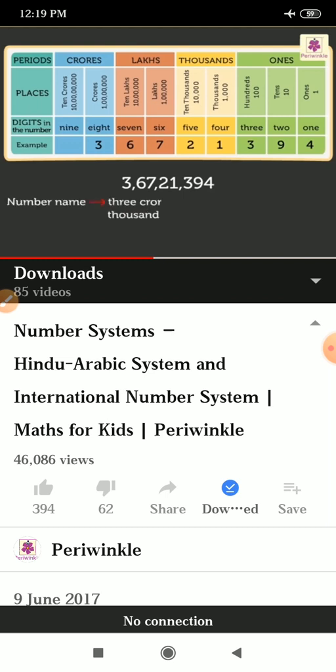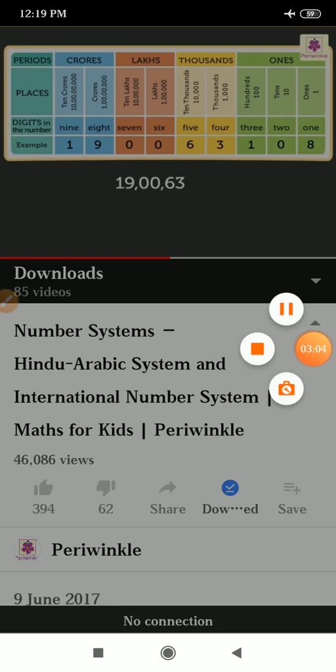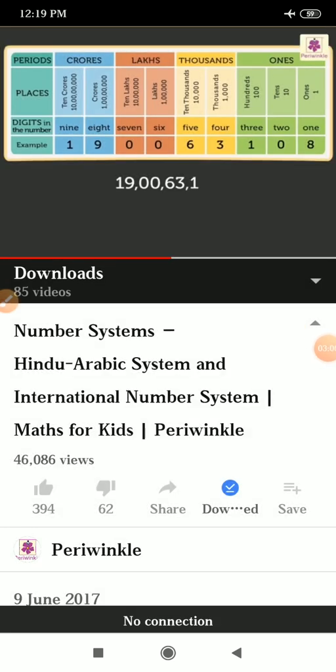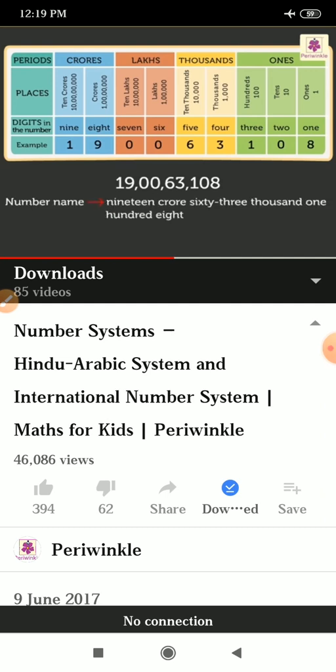Let us try one more example. We write this number as 1,90,06,31,08. We read this number as 19 crore 63,108. Did you notice? Here we did not read the zeros, but we did write them to show the place value.